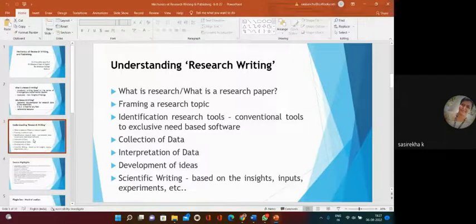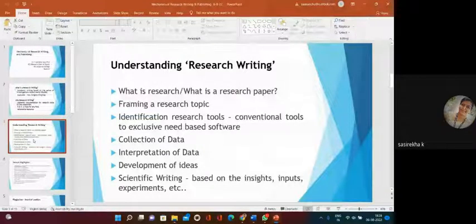And followed by the research topic, we have to understand the tools required to carry out our research. It varies. Research tools are different for different fields. The very conventional tools are data collection through questionnaires, conducting interviews, surveys, primary sources, reading secondary sources, and other things. Nowadays, it has moved to software also.